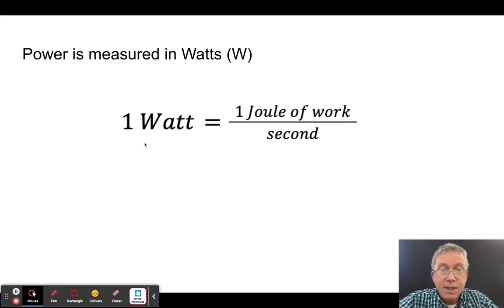1 watt of power is equal to 1 joule of work done per second, all right? Or 1 joule of energy transformed from one form to another per second. So if I got a light bulb and it says it's a 12-watt light bulb, that means it transforms 12 joules of electrical energy into light and or heat energy every second. That's all it means. It's the rate at which work is being done. 1 watt means 1 joule per second.